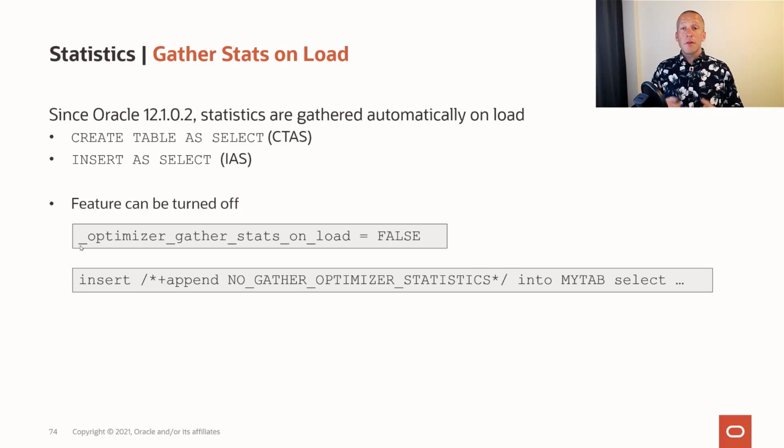If you want to disable that feature, you can either set an underscore parameter in the database, or if you're loading the data in some other manner, you can also use a hint to disable it.